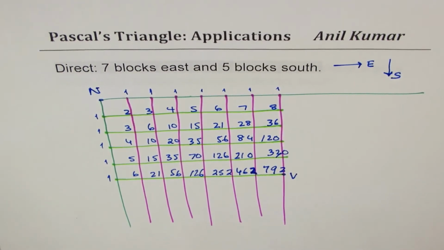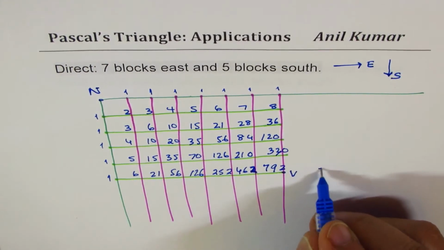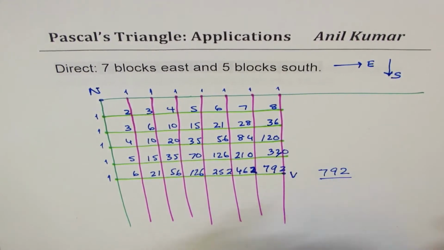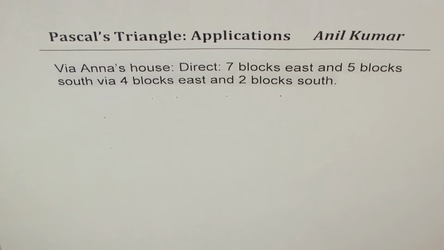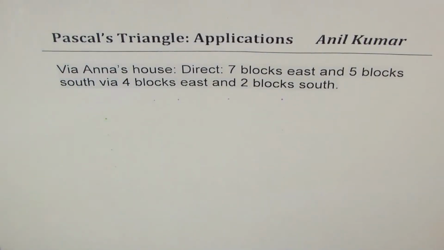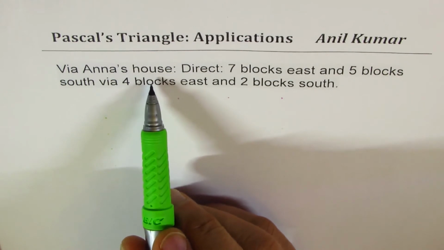Now we will do part 2, which is, let me write down the answer, which is, it is 792 unique ways. The next one here is, if Nirvan is going via Anna's house. Now let us do part B, in which Nirvan decides to go via Anna's house.